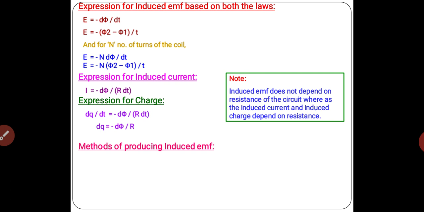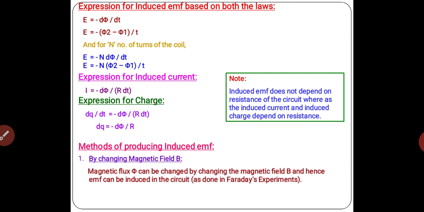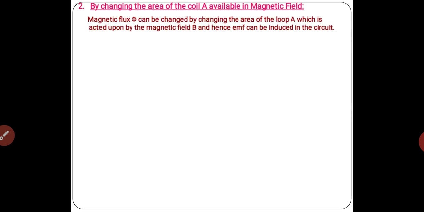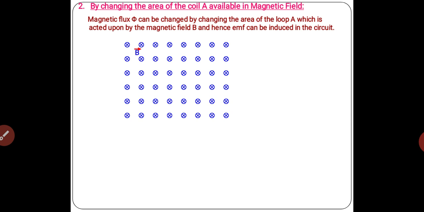There are some methods of producing induced EMF, as follows. First, by changing the magnetic field. The magnetic flux φ can be changed by changing the magnetic field, and hence EMF can be induced in the circuit, as done in Faraday's experiments. The second method is by changing the area of the coil, A, available in the magnetic field. Magnetic flux φ can be changed by changing the area of the loop A, which is acted upon by the magnetic field, and hence EMF can be induced in the circuit.